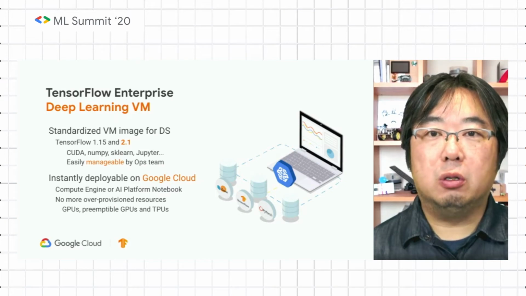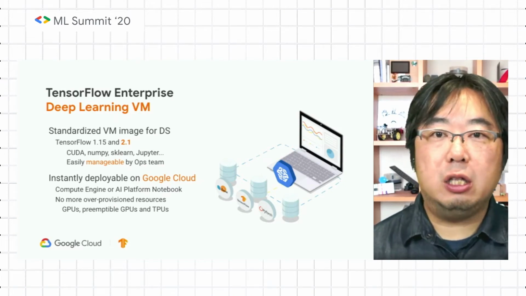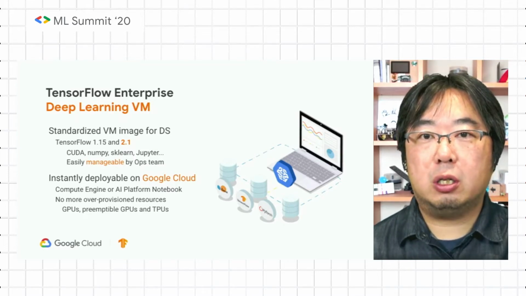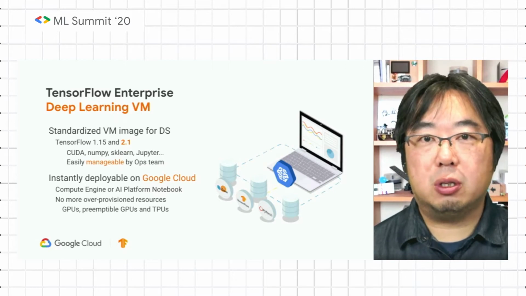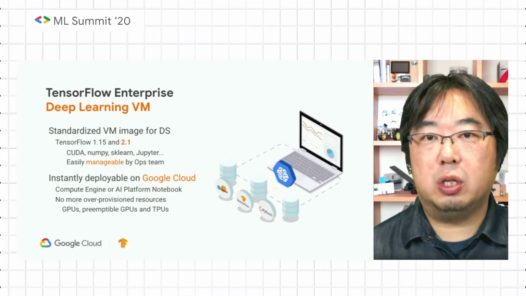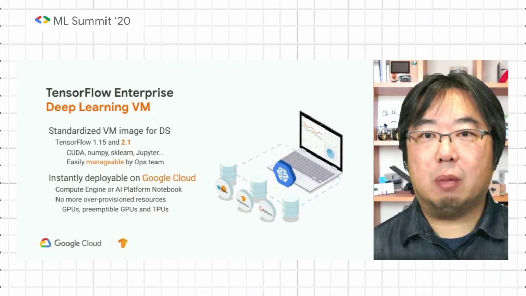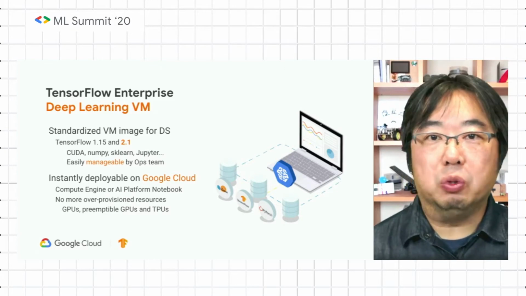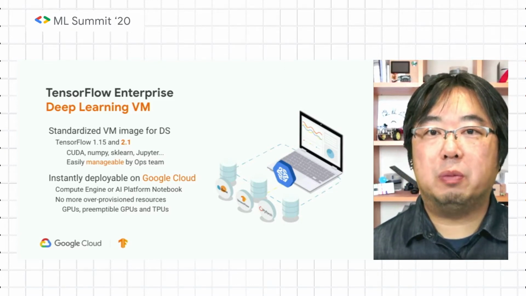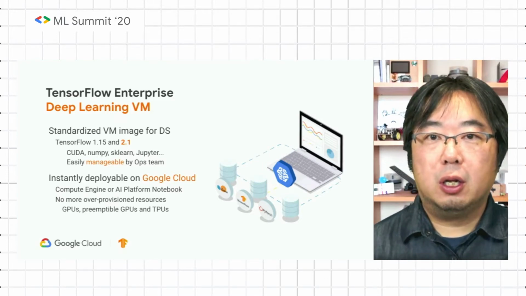If you want to use 8 GPUs, you can just create an instance with 8 GPUs. And once you finish your work, you can just stop the instance, shut it down. So you don't have to pay any unnecessary cost for the GPUs. And you can even get some other options, such as preemptible GPUs. Preemptible GPUs provide much higher cost efficiency compared with the standard GPUs.